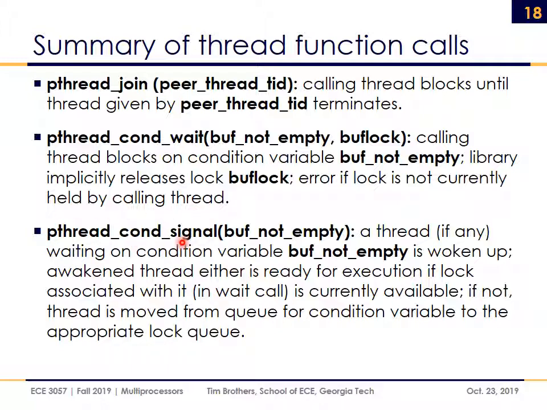And then pthread conditional signal: a thread waiting on a conditional variable is woken up. The awakened thread is either ready for execution if the lock associated with it is currently available. If not, the thread is moved from the queue for the conditional variable to the appropriate lock queue. So once it's woken up, it is told, okay, you can now have access to this variable. If it's already in a locked state, it will take that variable, manipulate it and continue working on it. If it is not in a locked state, it gets put into the queue to receive the lock on the variable. So the variable lock is what allows one thread to operate on one variable at a time. So we want to avoid multiple threads writing to a single variable.